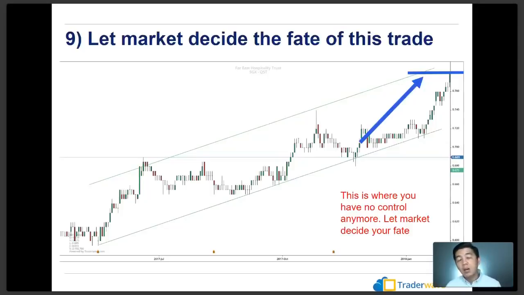If it doesn't work out and it hits your stop loss, you take the stop loss and get out at your stop loss level. That is what you have control over. Other than that, let the market decide whether it's going to go higher or lower from there. None of us can do anything about it.